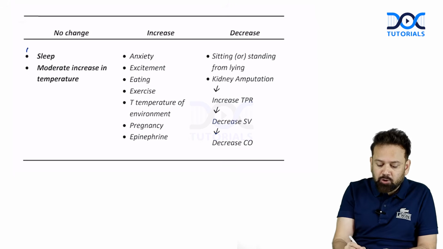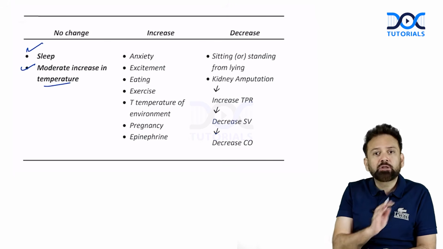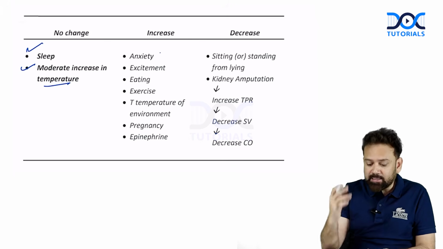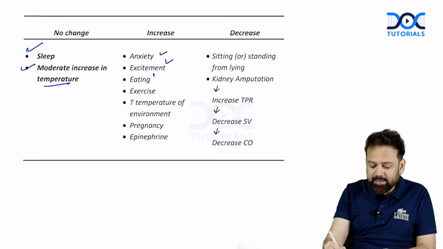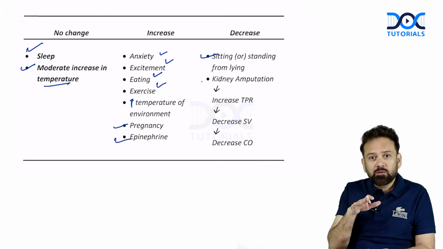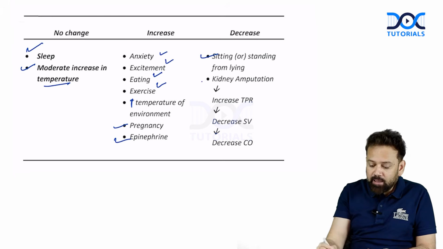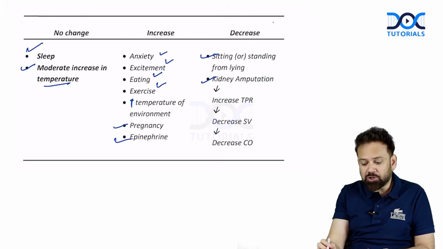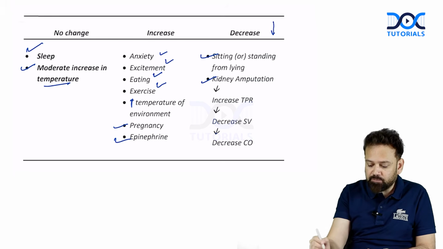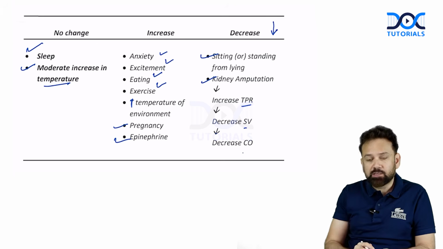So when you are sleeping or there is a moderate increase in the temperature, there is no change. Cardiac output can increase in anxiety, excitement, eating, exercise, increased temperature of the environment (more than moderate), pregnancy, epinephrine. Or it can be decreased by sitting or standing from the lying position because of the pooling of blood in the legs. And kidney amputation: it will decrease because the increase in TPR will cause a decrease in cardiac output.